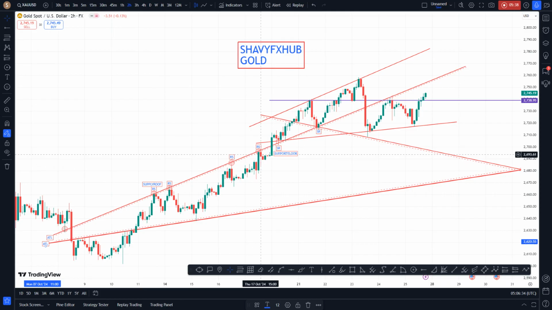This is enough. After the support structure here, you can see a support structure with a very strong rejection wick on 2 hours. Break of the structure, price came on retest. There is no way you could find this angle on your own without looking left. If you look left, you will find a structure here.